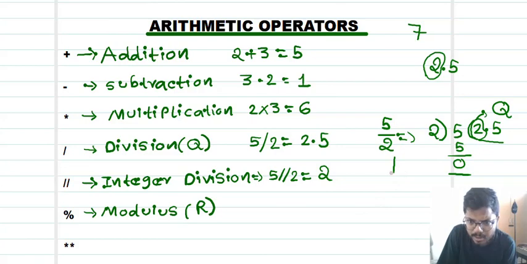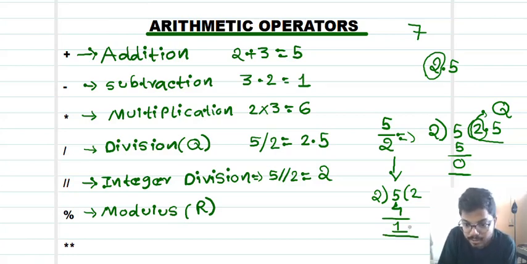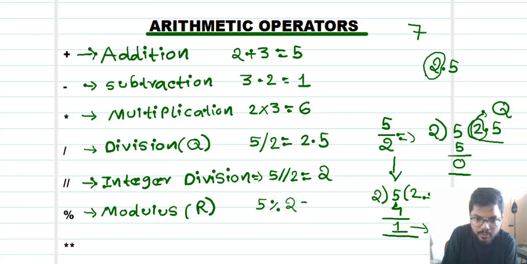For the same example of 5 by 2, if I write 2 into 5, and I don't need to get 0 here, what I will do? 2 times 2 is 4. The remainder is 1. So it will give the remainder for us. This is called the remainder, and this is called the quotient. So 5 modulus 2 will produce a remainder of 1.